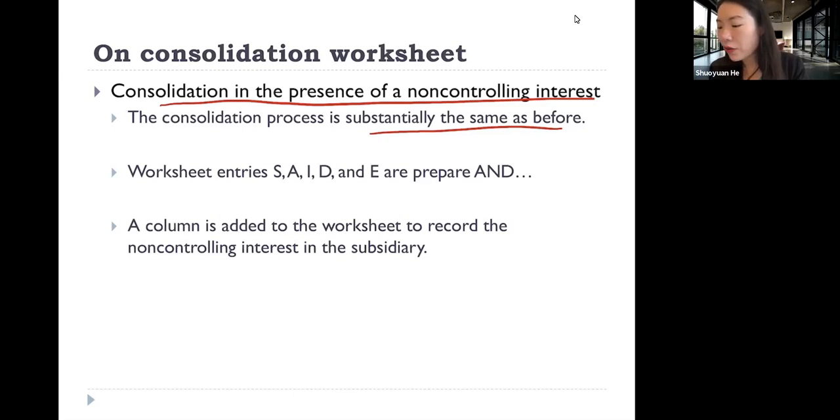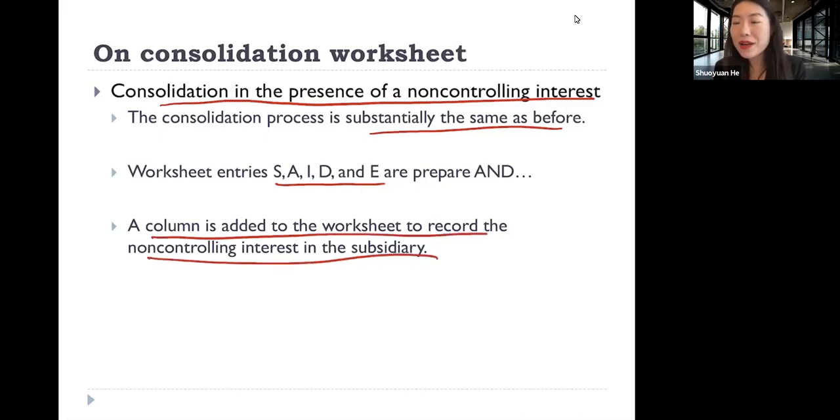First of all, worksheet entries S, I, D, E, those are entries I prepared. And if it is in a subsequent year, we need the star C entry. One of the major differences is that a column is added to the worksheet to record non-controlling interest in the sub. After all of the consolidation entries, we add a column which records the change in the non-controlling interest. And we also need to separate controlling and non-controlling interest in some places in the worksheet.